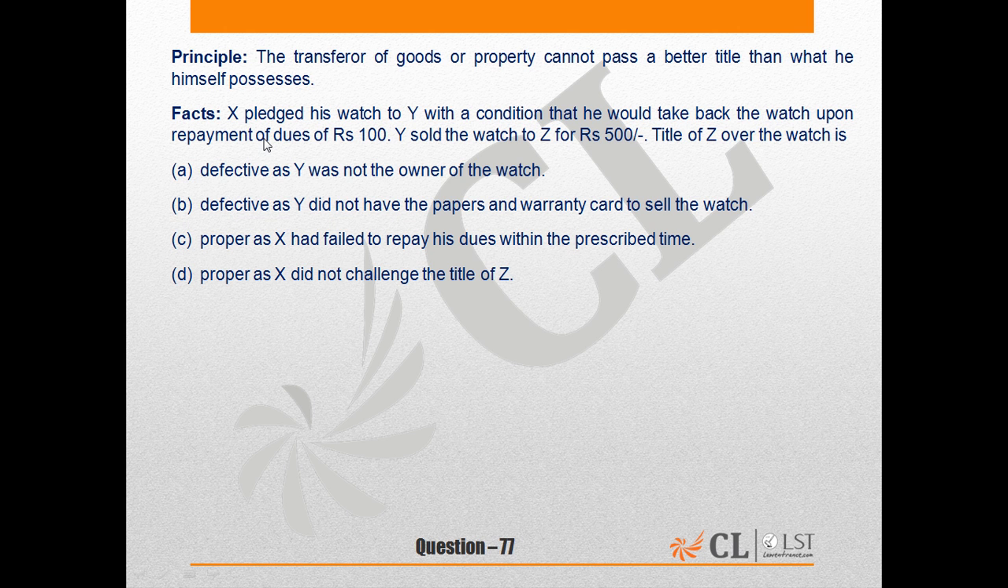Now moving on to question number 77. This is a very simple question. Students have mostly attempted it correctly. It says the transfer of goods or property cannot pass a better title than what he himself possesses. So, simple question. The correct answer is A, marked correctly by the majority of the students.